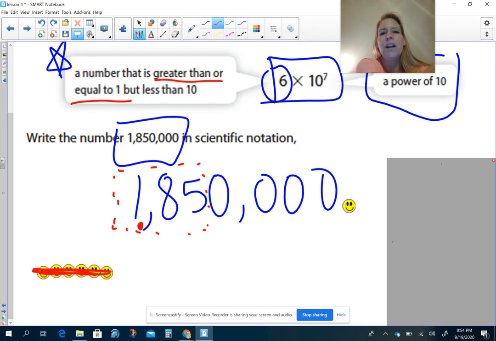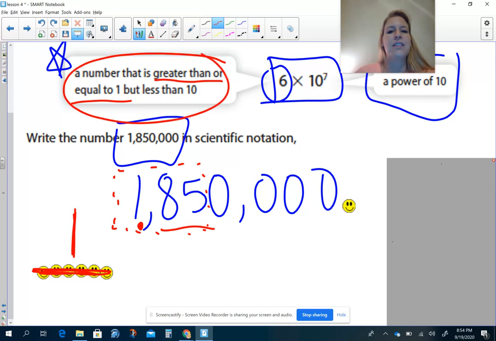So let's think about money, for example. If this is $1,850,000, it's a lot of money, right? If all I do is 1 times 10 to something, guess how much money I'm losing? I'm losing $850,000. That's a lot of money, right? So we want to make sure we include everything that is included in this number right here. That's part of my factor.